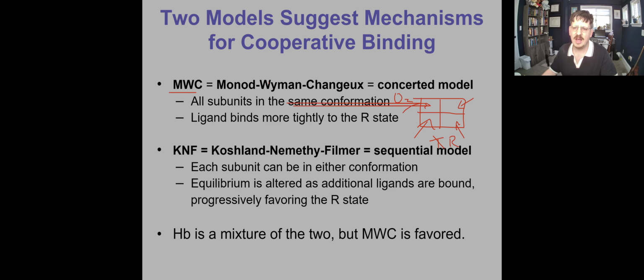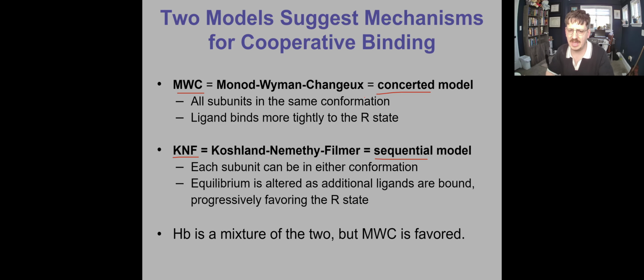The MWC, Monod, Wyman, Changeux, or the Koshland, Nemethy, Filmer models, where it's the concerted versus sequential, MWC versus KNF. And in the concerted model, what happens is that the protein is either completely in the T state or completely in the R state. And what happens is that the first oxygen binds, and then it flicks the whole of the protein across to the R state.